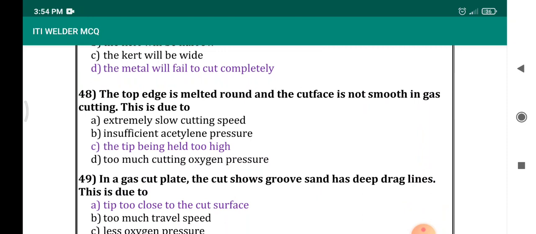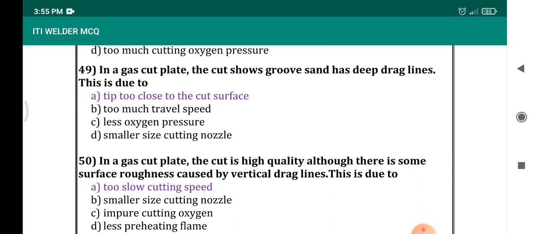The top edge is melted round and the cut face is not smooth in gas cutting. This is due to the tip being held too high, because we have to keep a minimum distance of 5 mm. If we increase the distance, there may be a chance of irregular cutting on the surface. The options are extremely slow cutting speed, insufficient acetylene pressure, the tip being too high, and too much cutting oxygen pressure. The correct answer is the tip being too high, so the surface cannot be smooth.